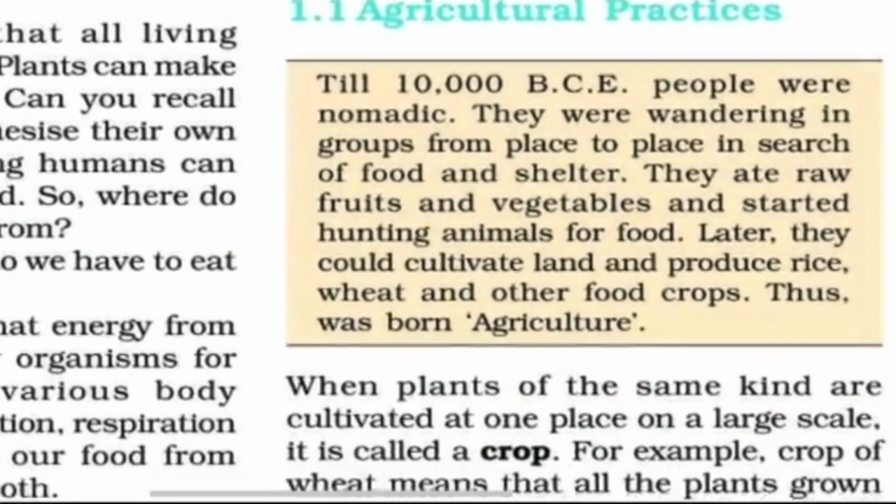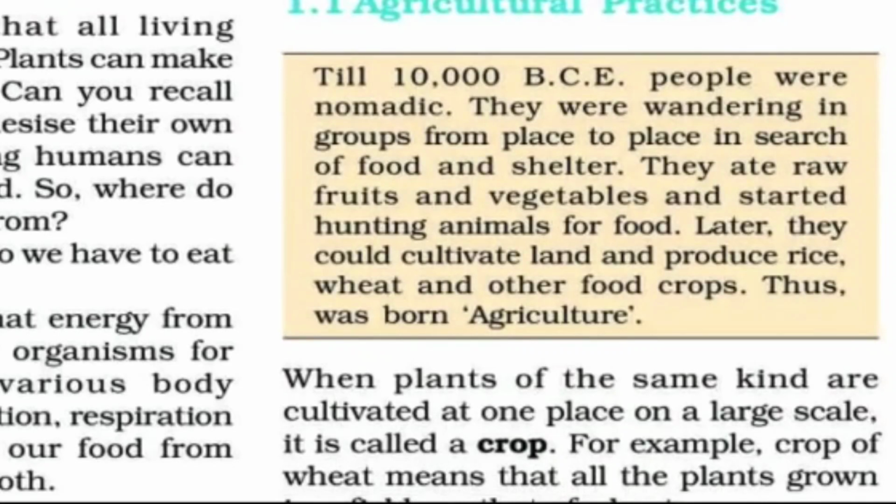For the first subtopic, which is agricultural practices, we should know some history of agriculture, right? I'll tell you now. Till 10,000 BCE, people were nomadic. What do you mean by nomadic? It means they were wandering here and there. They were going in groups from place to place in search of food and shelter. What did they eat then? They ate raw fruits and vegetables, and they used to hunt animals for food.